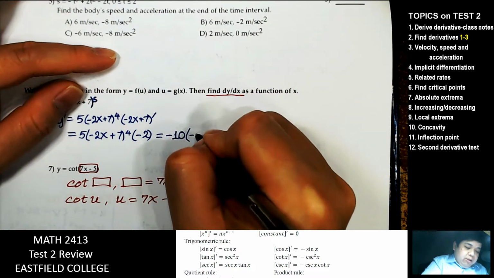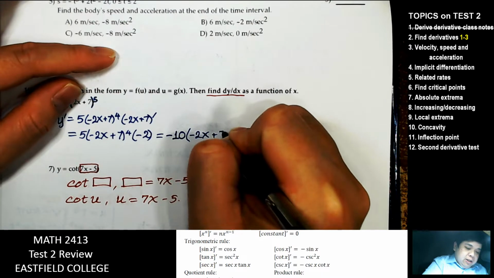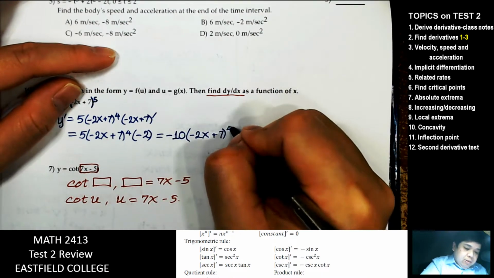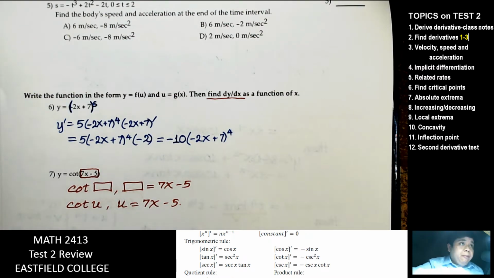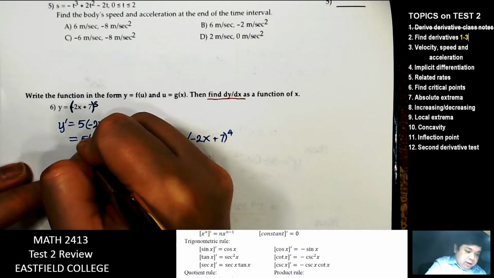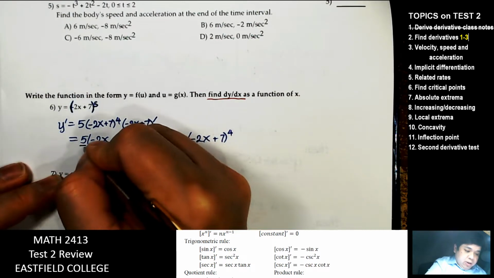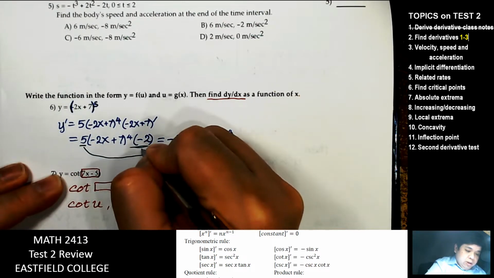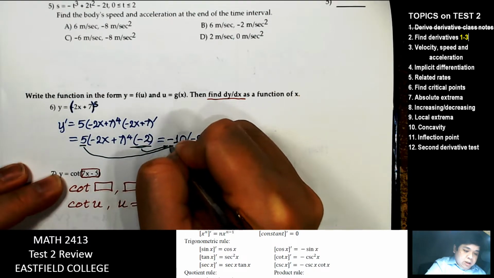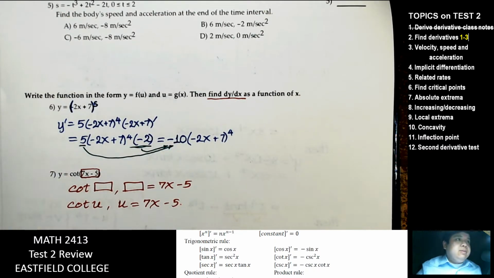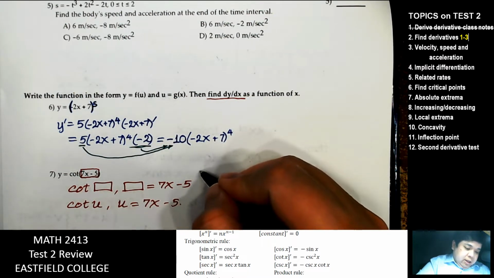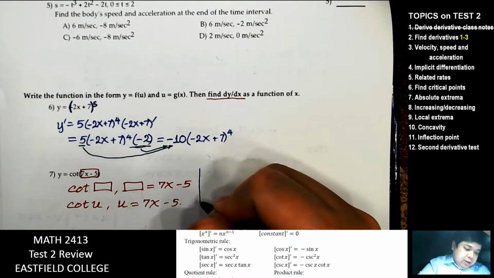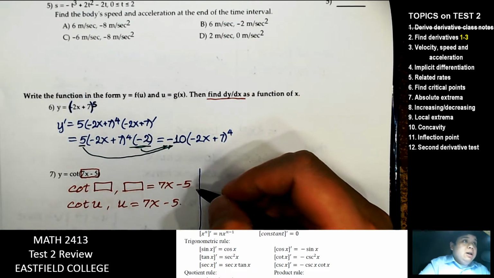And then we have negative 2x plus 7. So we have 5 times negative 2 gives us negative 10. Right.